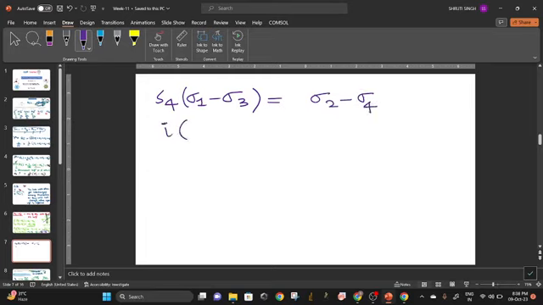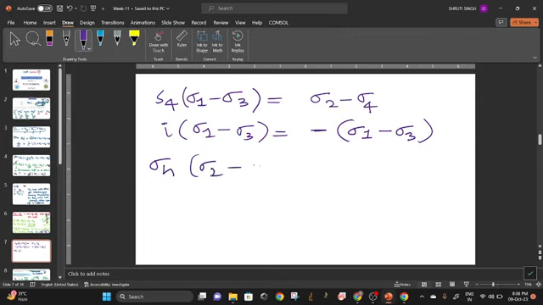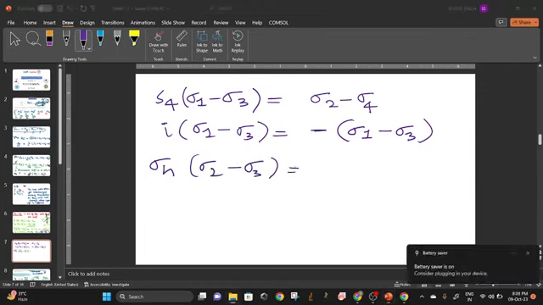When you apply I, you will get minus sigma 1 minus sigma 3, because they will change their places among themselves. And when you apply sigma h, which is the molecular plane, it will be sigma 1 minus sigma 3. Nothing will change.